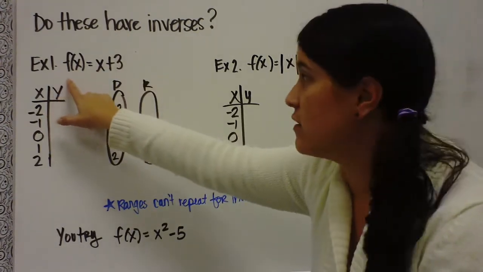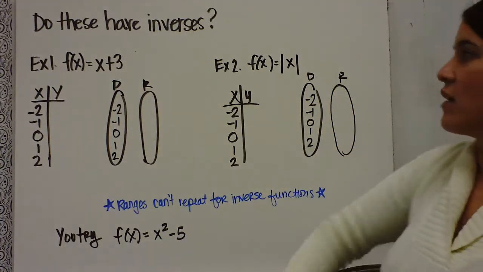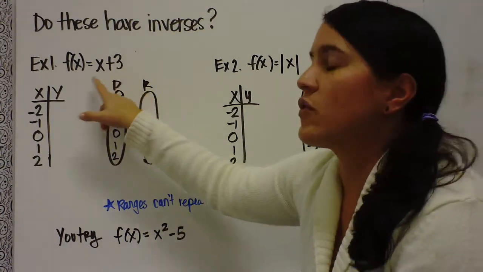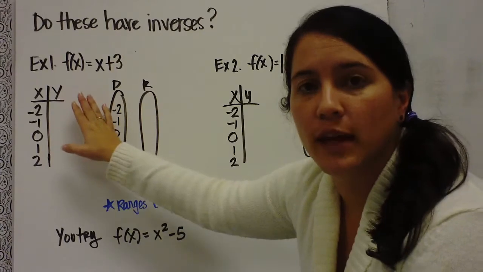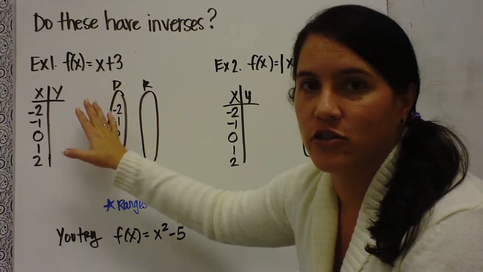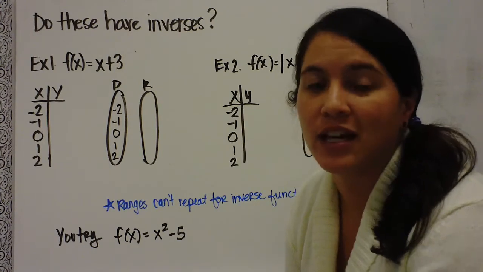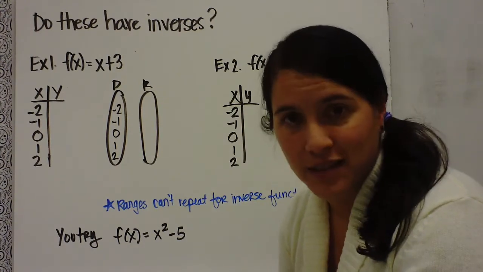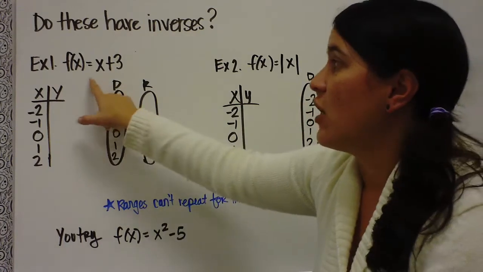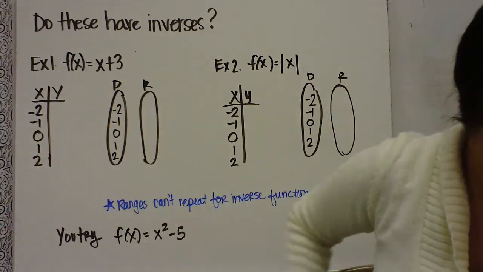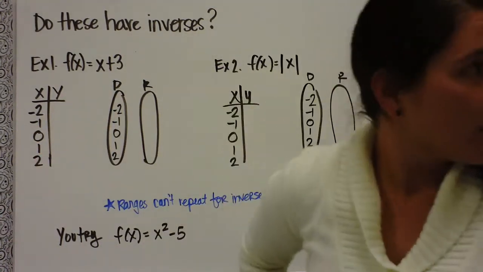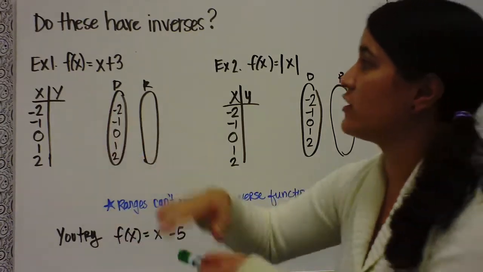Example 1. f of x equals x plus 3. To determine if something is a function, you would use the vertical line test, or you would look at the domain. The domains can't repeat. Well, the reverse is opposite for inverses. We're going to make a table, a list of x and y values.